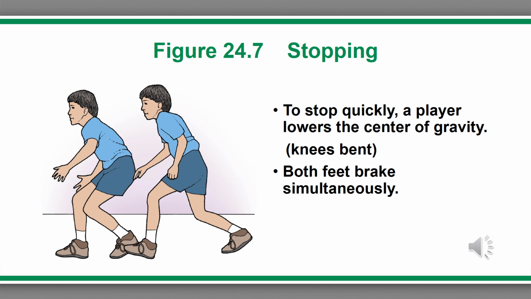Learning how to stop quickly can be a challenge for elementary students. So I want you to know, in order for the students to stop quickly, they need to lower their center of gravity. So what does that mean? They need to break down, bend their knees, and get down. You can't stand tall and straight and expect to stop quickly. They need to have both feet stop simultaneously in order to do what's called a parallel stop. So bend the knees in order to lower the center of gravity and have both feet stop at the same time in order to do what's called a parallel stop.